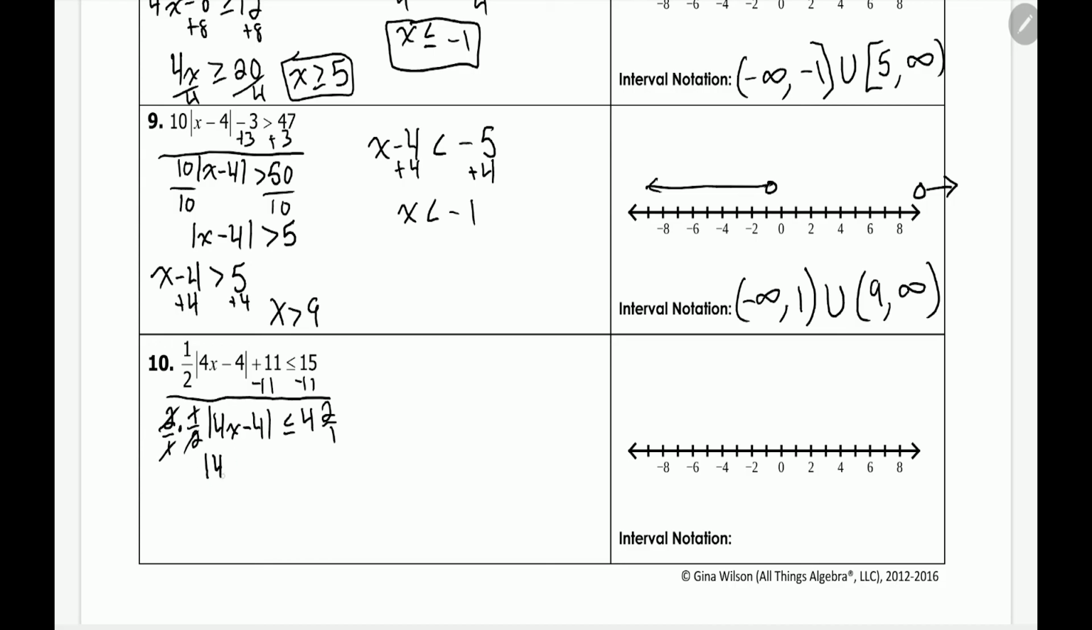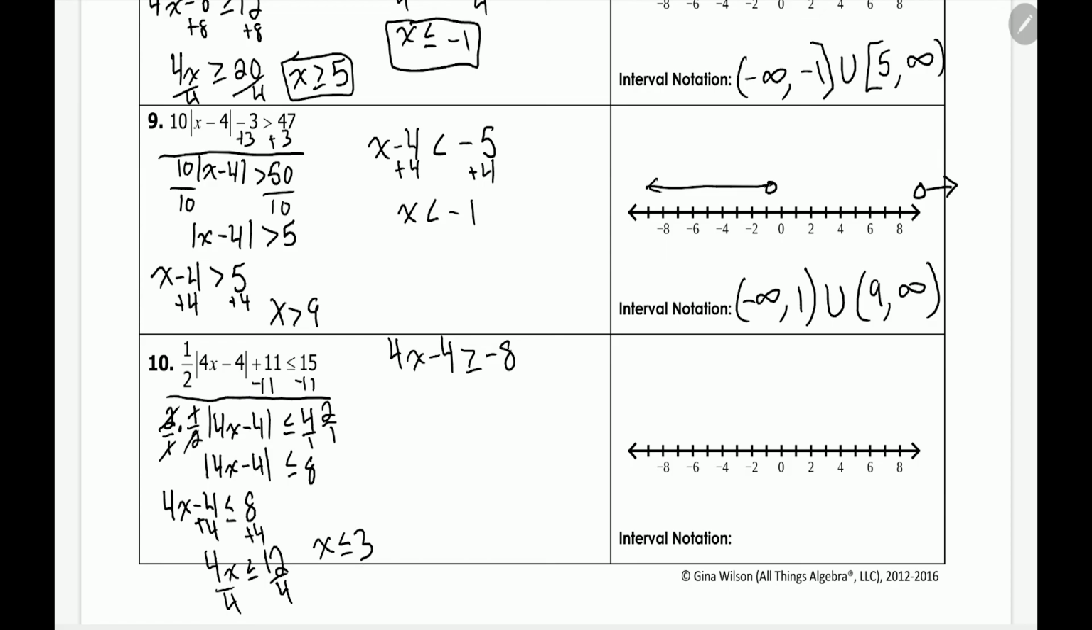We're left with the absolute value of 4x minus 4 is less than or equal to 4 times 2 over 1. That's 8. Now we can break it apart using the KISS method. So we have 4x minus 4 is less than or equal to 8. Then we have 4x minus 4, we change the symbol, we add a negative sign. To solve this, we have to add 4 to both sides. We have 4x is less than or equal to 12. Divide by 4 on both sides. So we have x is less than or equal to 3 for the first one.